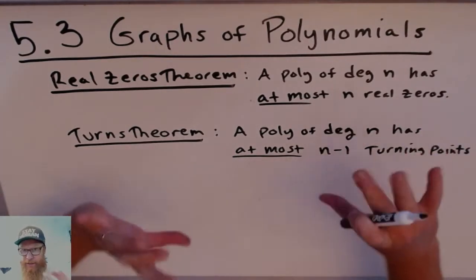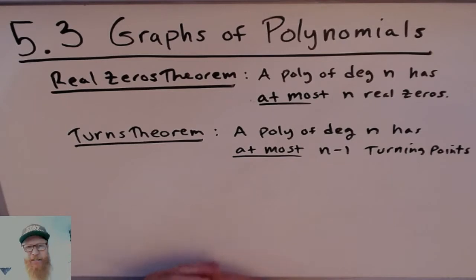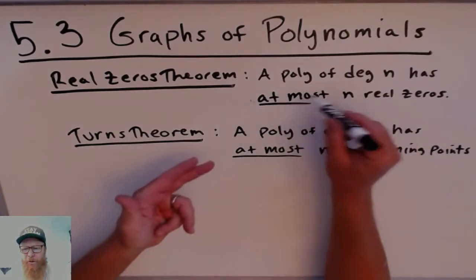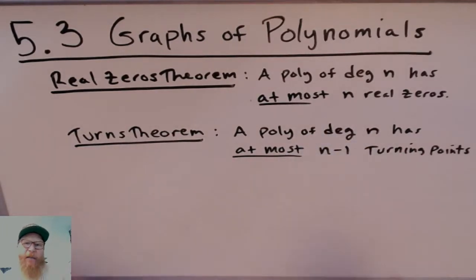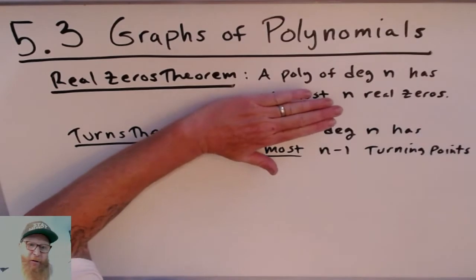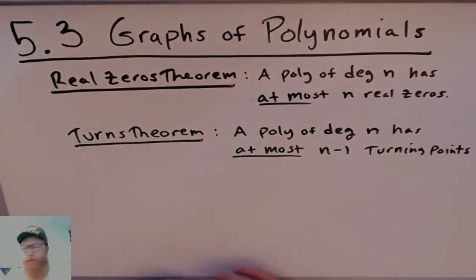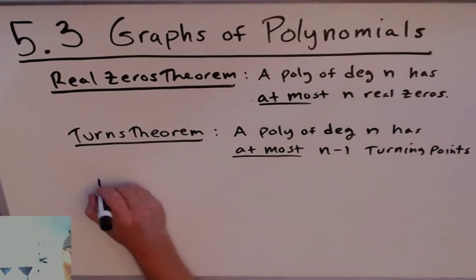But for now, I want to deal with the face value of these theorems, the initial statement of the theorem. And why do we use words like at most and at least? Why can't you just say a polynomial of degree n has n real zeros? I mean, wouldn't that be nice if you didn't have to worry about whether it was at least or at most? And so the idea is this.